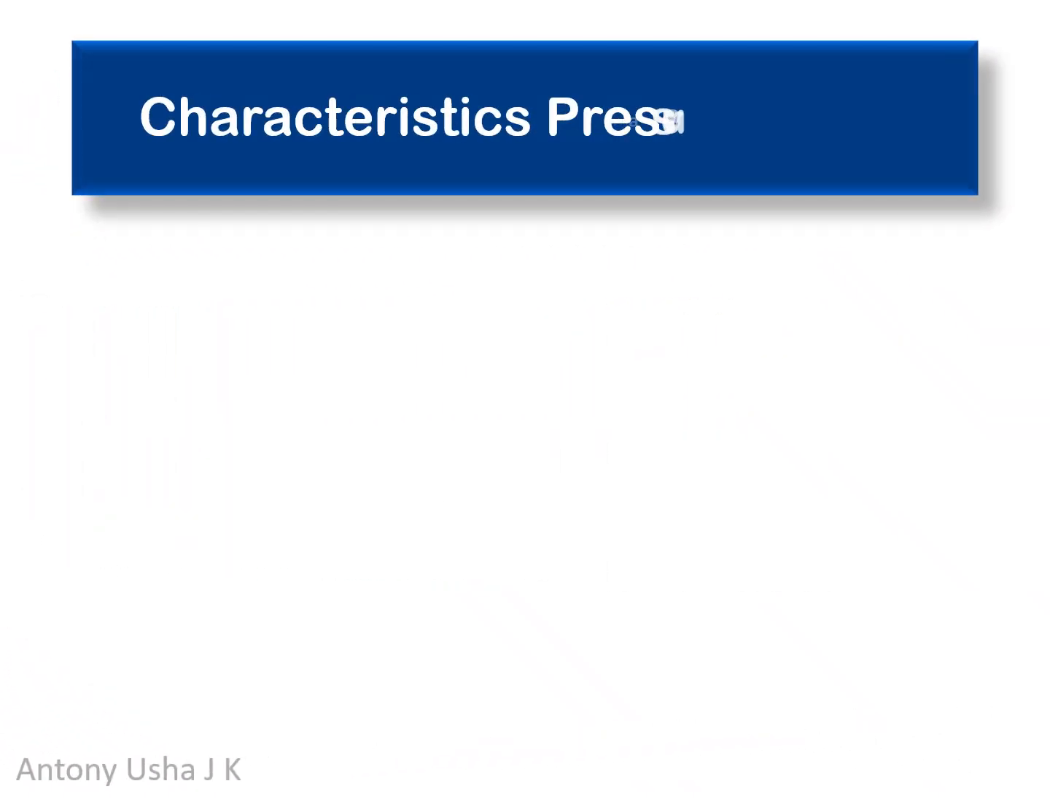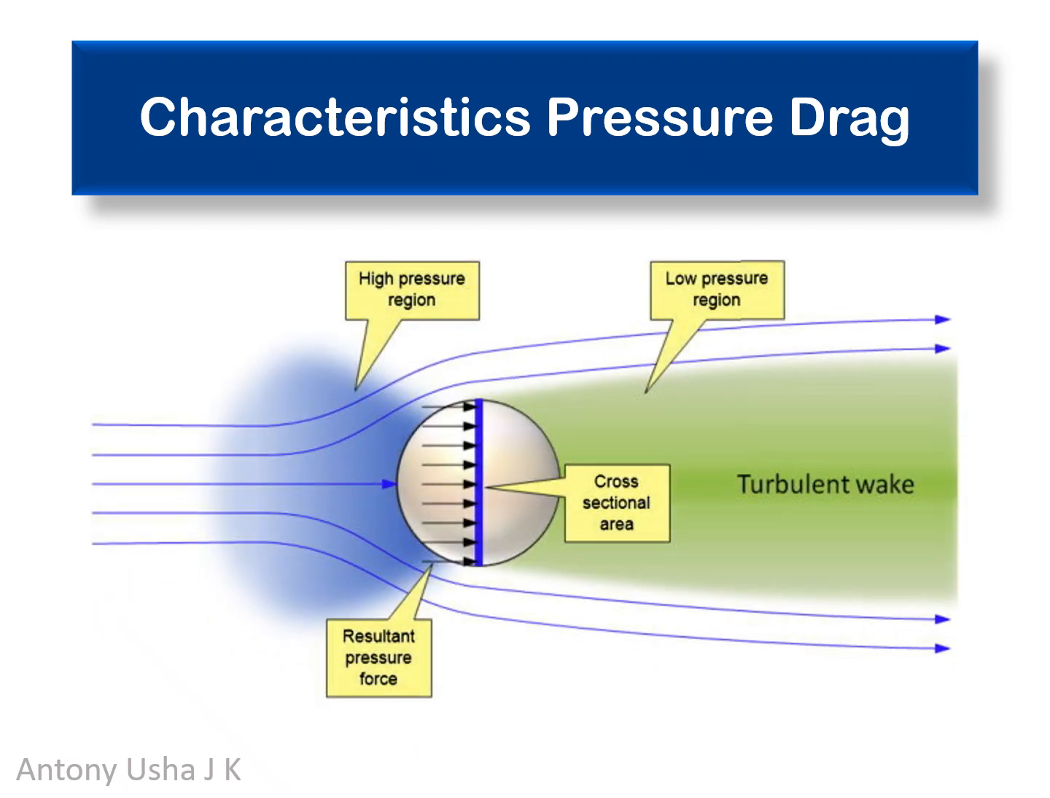Characteristics of pressure drag. Pressure drag occurs due to the difference in pressure between the front and the rear portion of a moving object. The diagram depicts that at the front the airflow stagnates, creating a high pressure region. This pressure pushes against the object and contributes to drag. As the air flows around the object, it separates at the rear, forming a low pressure region and a turbulent wake. This wake creates suction that pushes the object backward, which increases the drag.